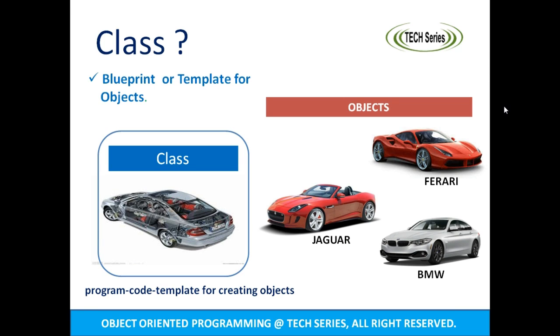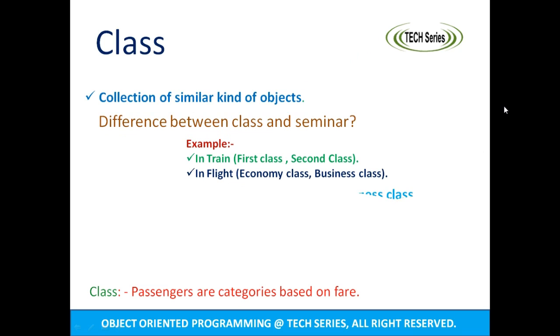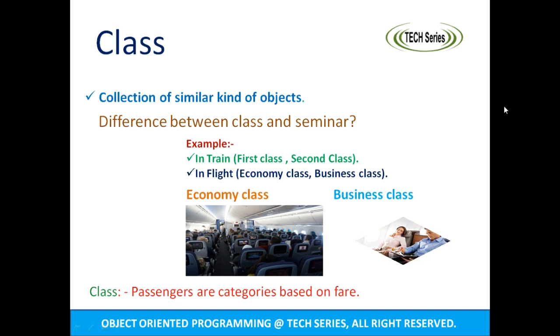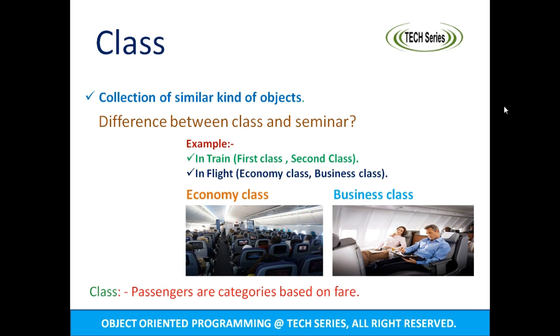Class also represents a collection of similar kinds of objects. Do you know the difference between the words class and seminar? In a class, all objects belong to the same kind, like in a Java class, all students will be of Java. Ram, Shyam, Sita are objects of the student class. However, a seminar is a collection of different kinds of objects, not the same kind. For example, in a train, first class, second class. Similarly, in a flight, economy class, business class are examples of class in the real world, meaning passengers of these classes are categorized based on fare.